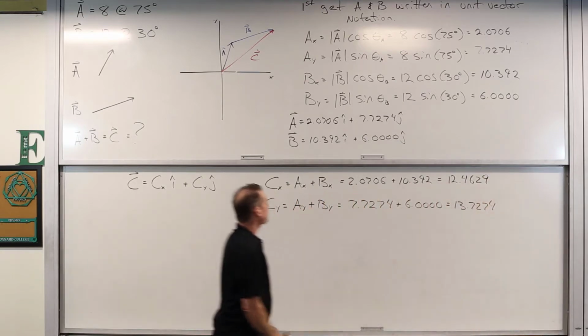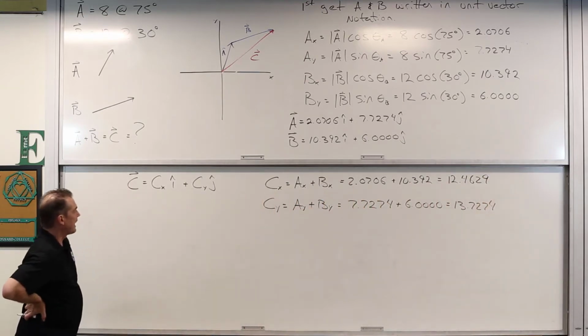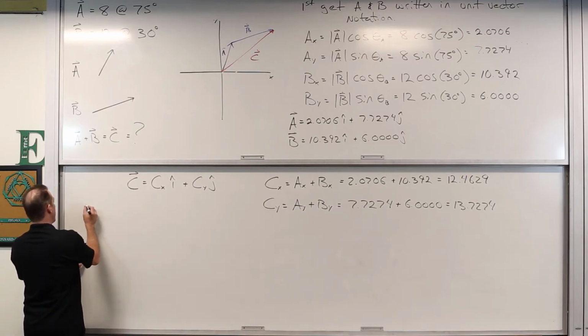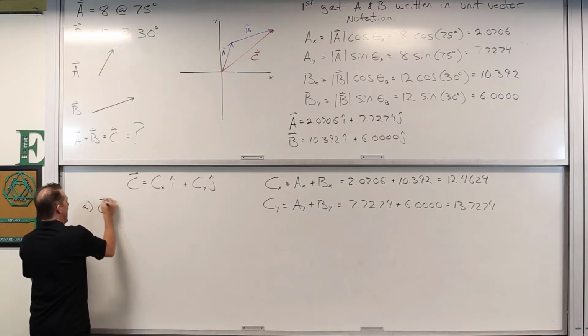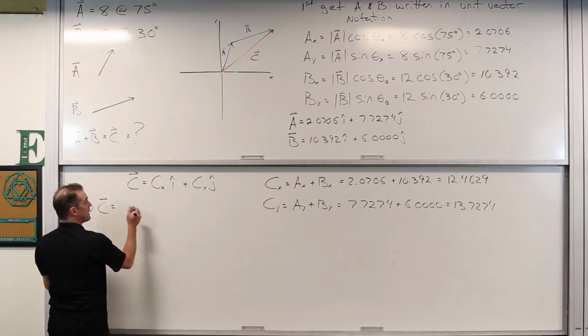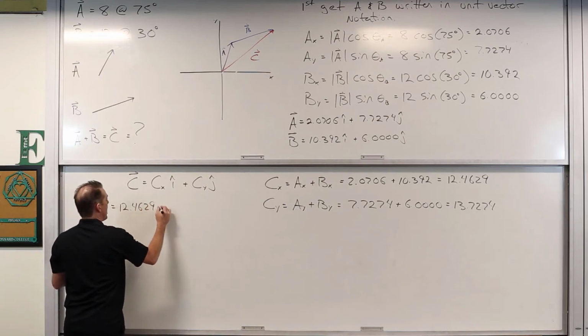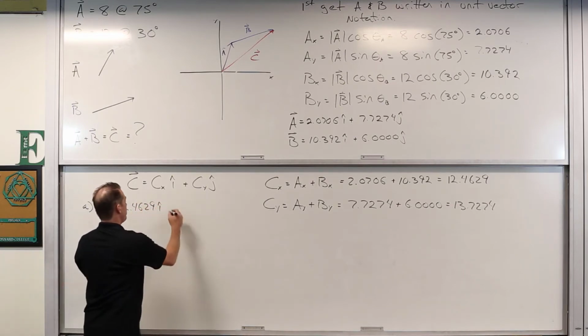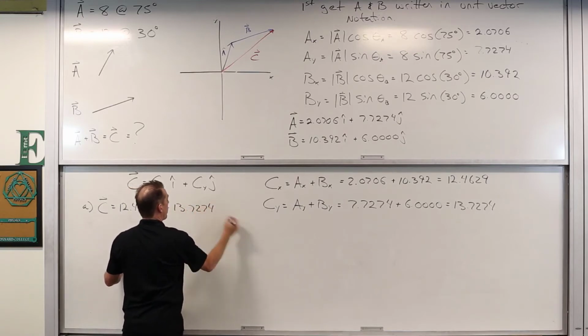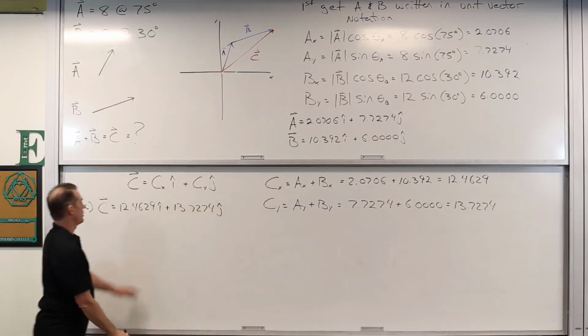12.4629. There we go. We've got the x and y components of C hat. Thus, in unit vector notation, C hat can be written as 12.4629 units in the i hat direction, plus 13.7274 units in the j hat direction.